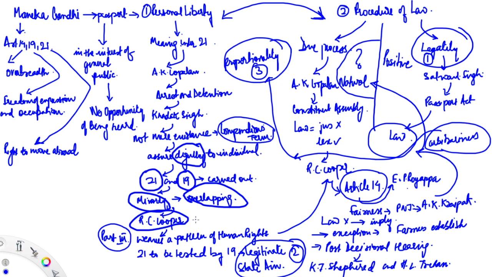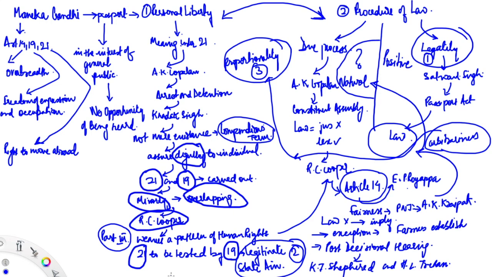The most important statement of R.C. Cooper is that Part 3, the whole of the fundamental rights, weaves a pattern of human rights. So when R.C. Cooper says that it weaves a pattern, then it means all of the fundamental rights are related to each other. Now, it is a fact that after this decision of R.C. Cooper, many of the laws which were restricting the rights under Article 21 were tested by the reasonable restrictions mentioned in Article 19.